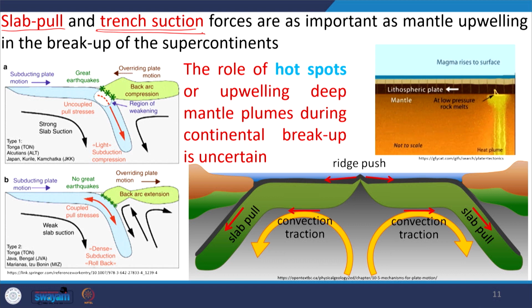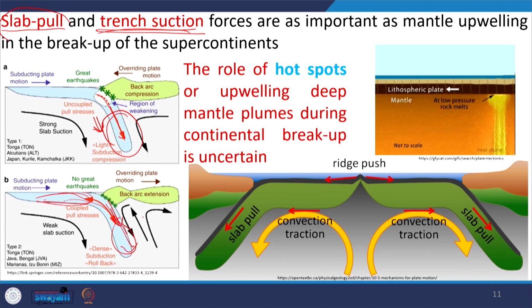Here, the slab pull: once the slab is going down, it pulls down the rest of the segment. This is one of the mechanisms of plate motion. Another is the trench suction. The trench sucks down material, and once the trench sucks down, the rest of the oceanic lithospheric system comes down.